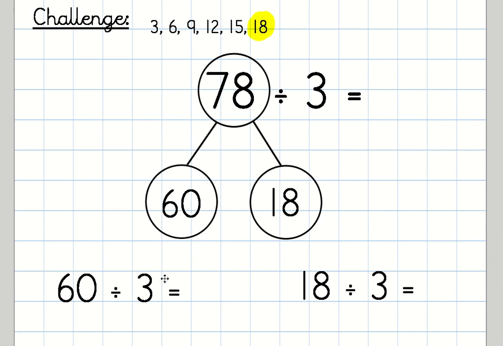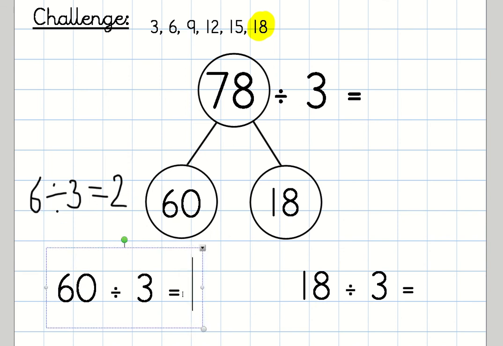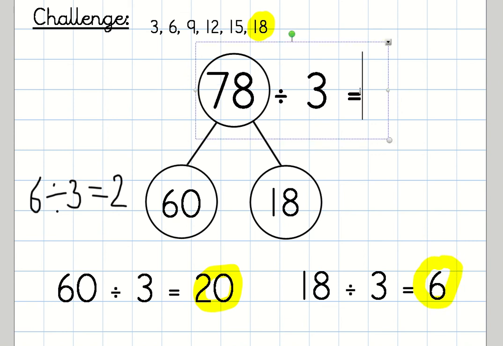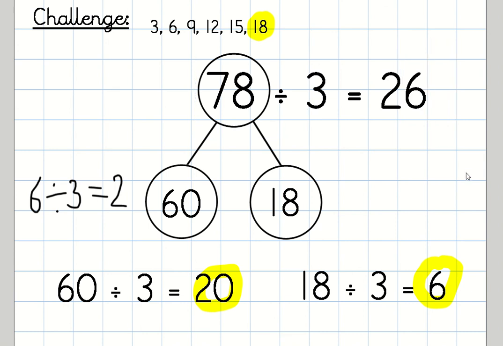So we can do 60 divided by 3 and 18 divided by 3. Again, if we know that 6 divided by 3 equals 2, and 60 is 10 times bigger, that means 60 divided by 3 must be, hopefully you've said it, 20. And we know that 18 divided by 3 is 6. So the final thing we need to do, and I'm going to get my highlighter out, is take these two numbers, and what do we need to do to them? Hopefully you've said it. Add them together, which means 78 divided by 3 is 26.